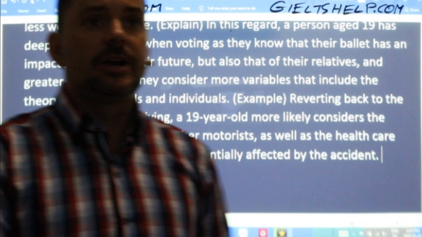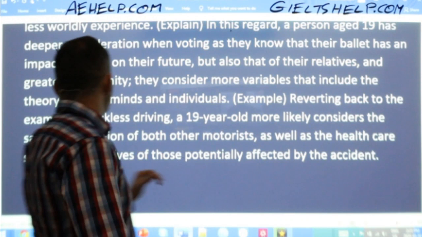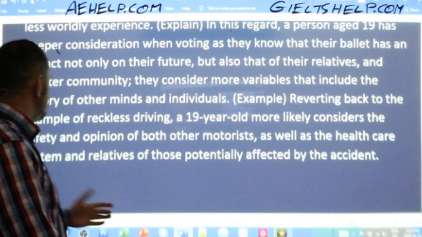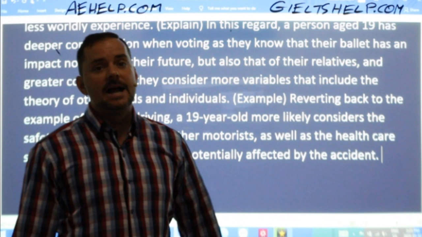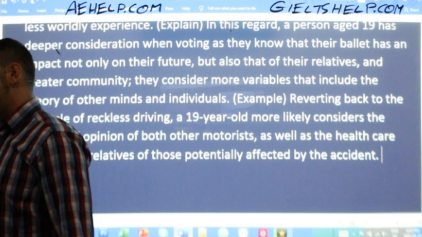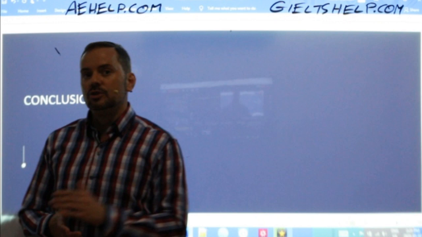Okay, so here's my example. Reverting back to the example of reckless driving, a 19-year-old more likely considers the safety and opinion of both other motorists, as well as the healthcare system and relatives of those potentially affected by the accident. Students, as fast as we were going, and I'm proud of you, I was really pushing you in class, I have run out of time, so I'm going to leave the conclusion up to you to do for homework over the next couple days. I will finish the conclusion as well, and then I'll post the whole essay on our YouTube community board, okay?